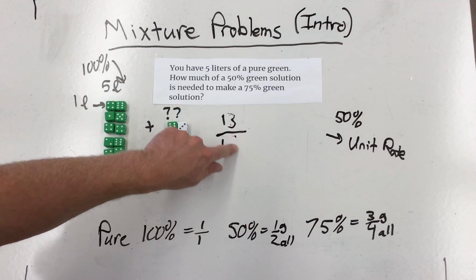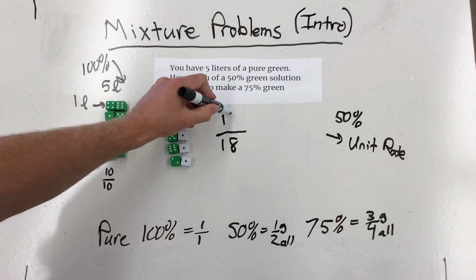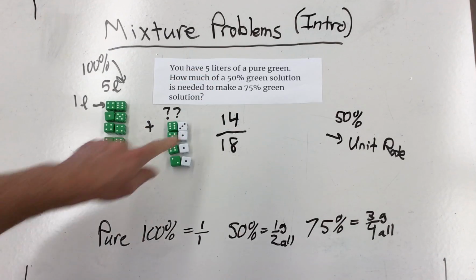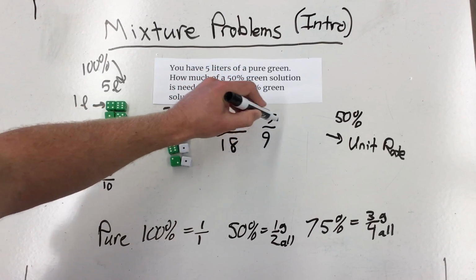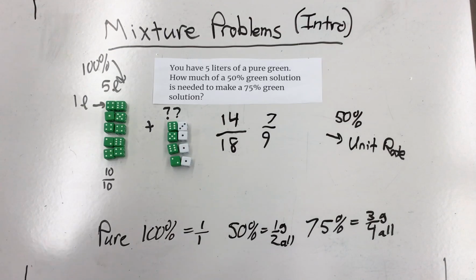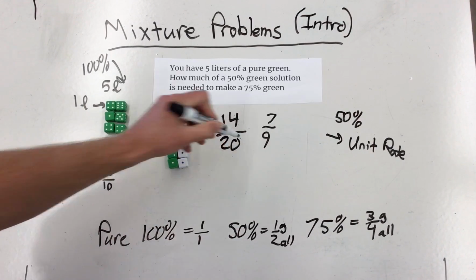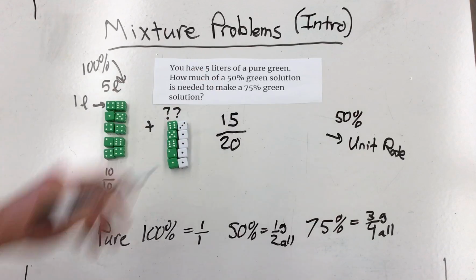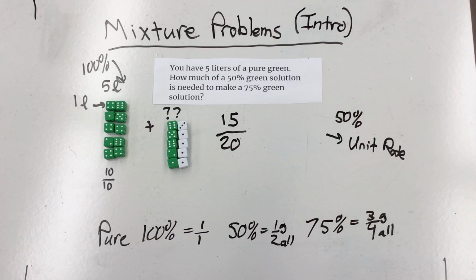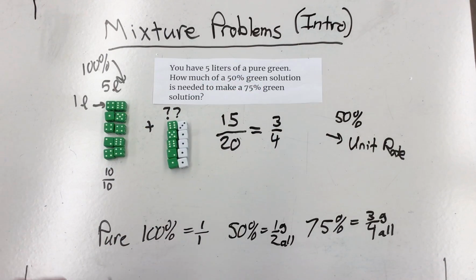Now we're looking at 18 pieces, and 14 of them are green. We're getting close now, because if we reduce this, this is 7 over 9. And for those of you who know your decimals, that's 0.7 repeating. So we're super duper close. Let's take one more. When we take one more, we end up getting 20 pieces total, and of those 20 pieces, 15 of them are green. And this gets reduced to 3/4. And so now we've done it.